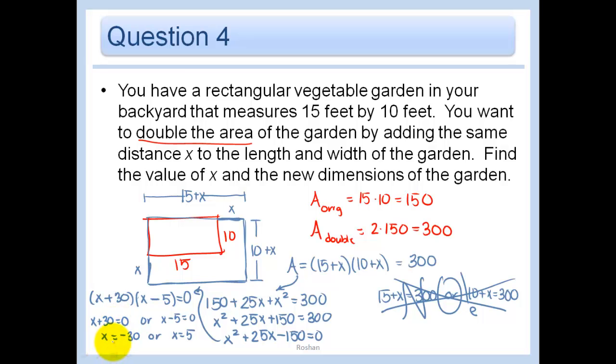Could the distance be negative? No. So my only answer is x equals 5. But look back at the question. Find the value of x and then the new dimensions of the garden. So x equals 5 and the new dimensions of the garden are 10 plus 5, which is 15 feet, by 15 plus 5, which is 20 feet. And that's my final answer.